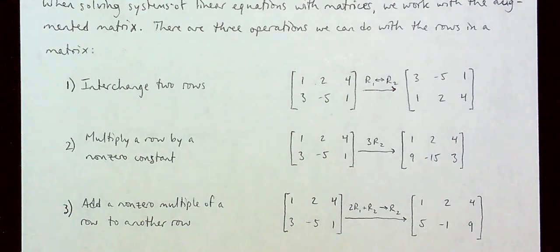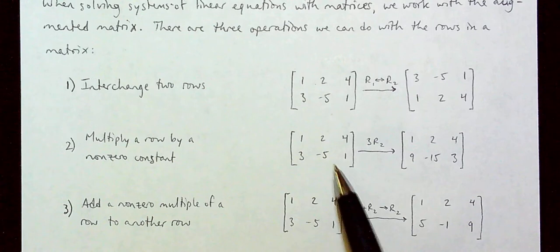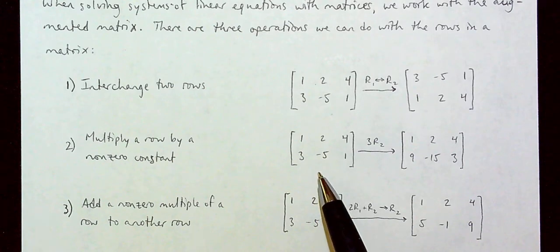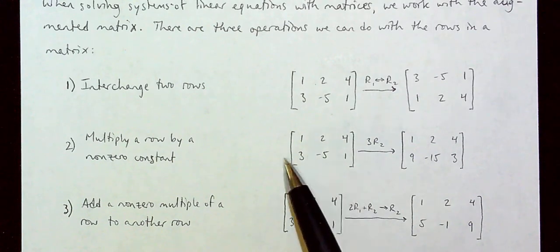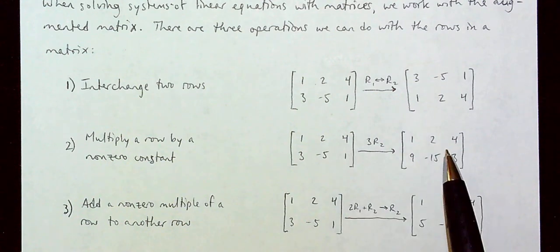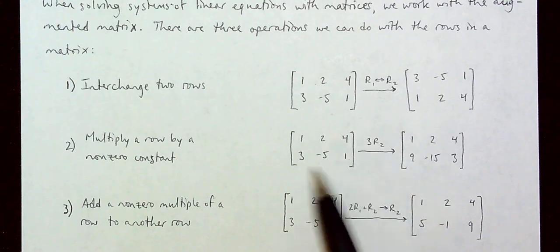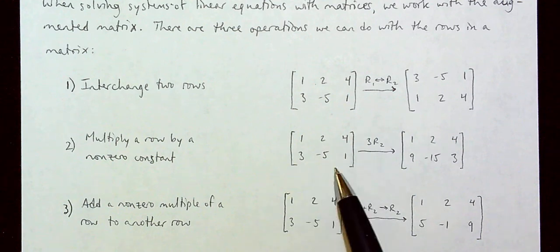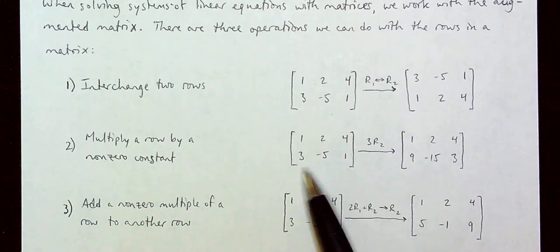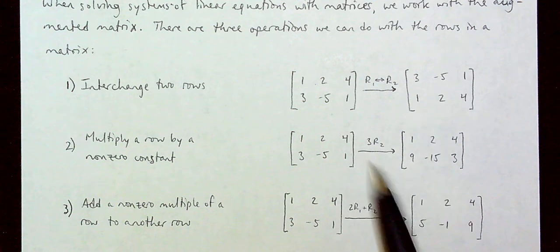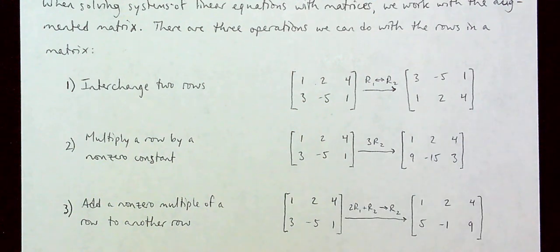The second thing we can do is we can multiply a row by a non-zero constant. So here I chose to take the entire second row and multiply it by a 3. The first row remains the same because we didn't touch it. The second row is the only thing we messed with, and you just simply multiply each number in the second row by 3. So 3 times 3, 3 times negative 5, and 3 times 1. 9, negative 15, and 3.